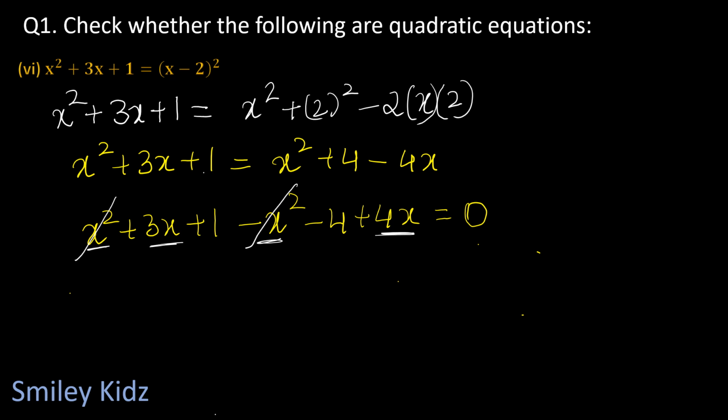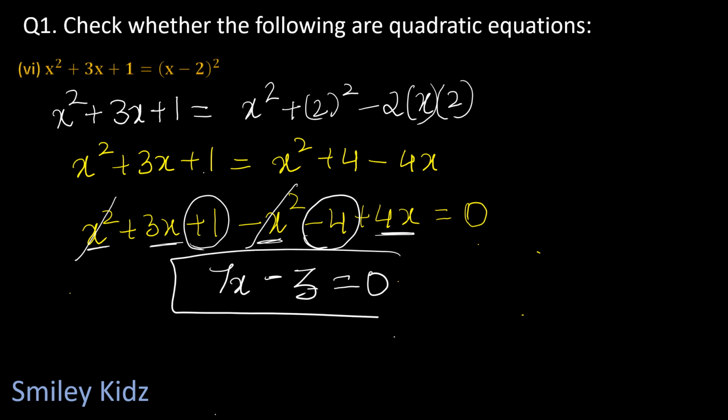Now 3x plus 4x will give you what? 7x, isn't it? So 7x, and 1 minus 4 will give you minus 3. So it's 7x minus 3, isn't it? 7x minus 3 equals to 0. Well, is this a quadratic equation? No, it is not, because its highest power is 1. So, this particular equation is not a quadratic equation.